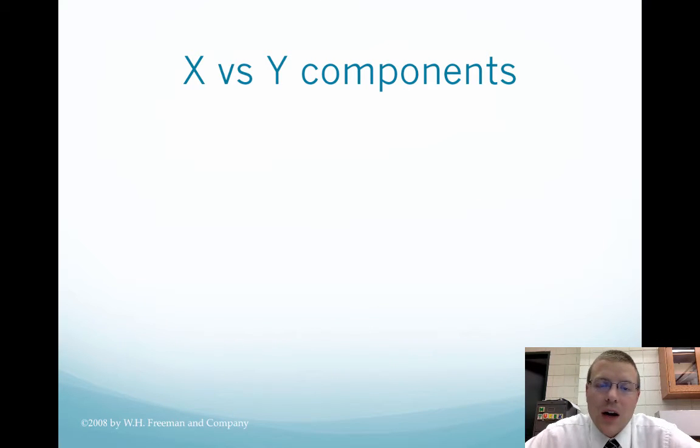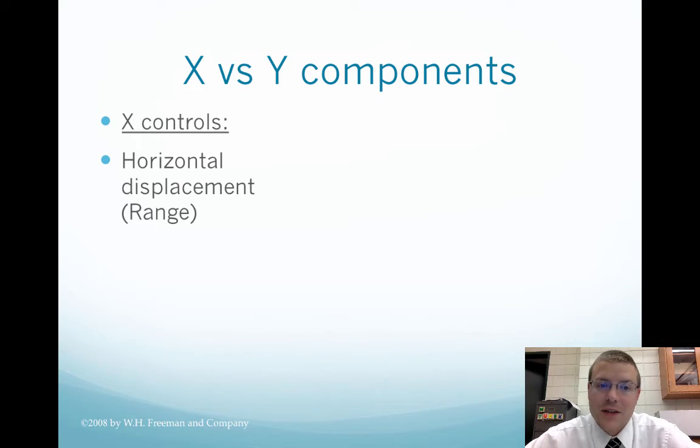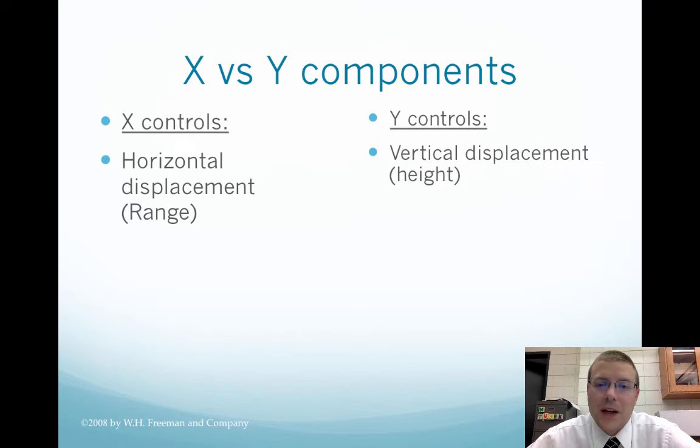For this segment, I'll ask a question and see which component, the horizontal or the vertical, controls different parts of a projectile. The very first thing would be the range. How far horizontally does the projectile go? The component that controls the horizontal range is X. So we call the horizontal displacement a range, how far it travels. Obviously, the vertical component would be controlled by the Y.